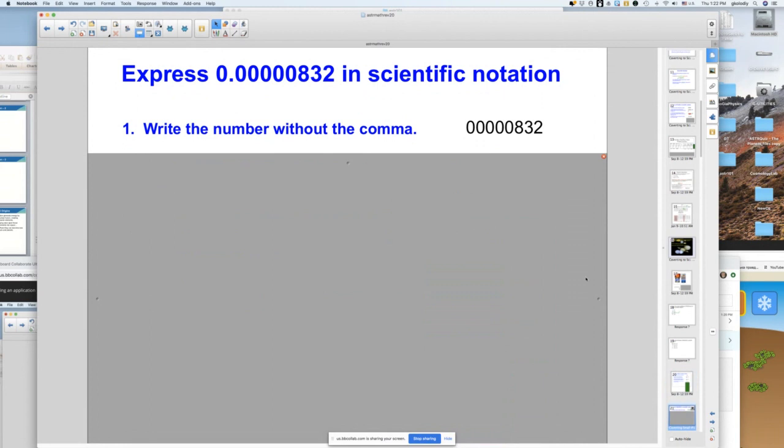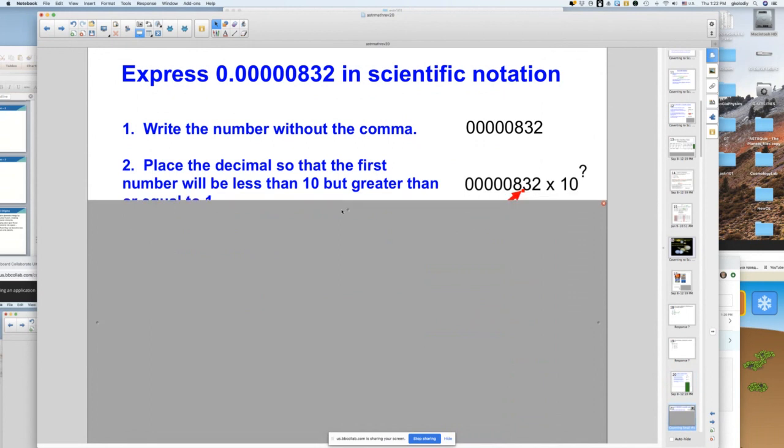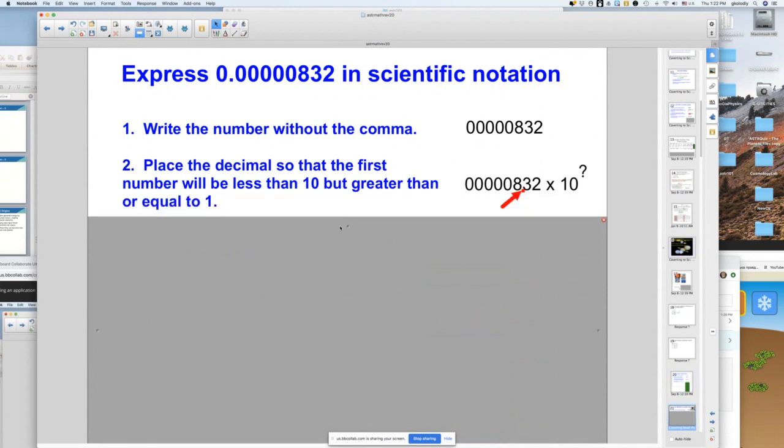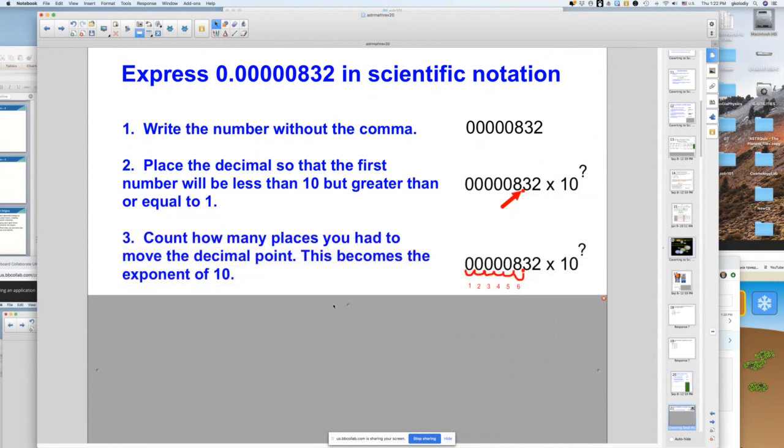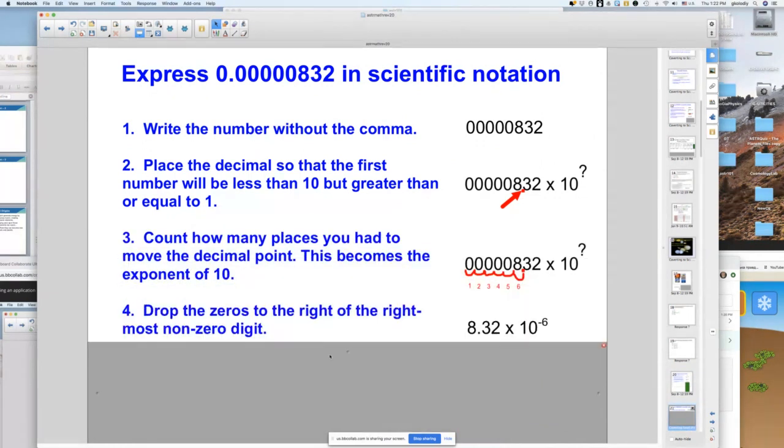So let's write this particular number for a little practice. Again, write the number without the decimal point. Place the decimal point so the number is between 1 and 10, and that's over there. Count how many places you had to move, 6 places. And lo and behold, you have 8.32 times 10 to the minus 6.